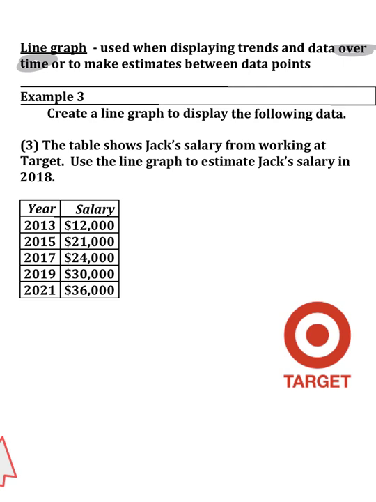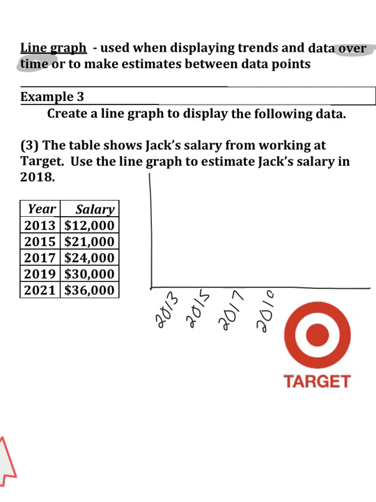So I'm going to draw our first quadrant, and we're going to list the years down here at the bottom. So we have 2013, 2015, and you can see we're going up by odds, so that works out. If we weren't, we would want to pick an even amount to go up by. Okay, and then of course we'll label that years.